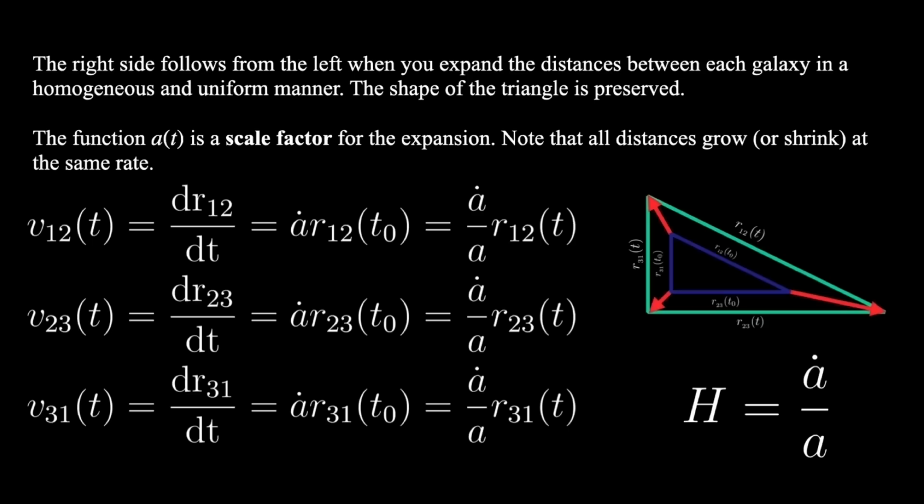That looks like a whole bunch of things together, but really it's two things: the rate of change of the scale factor, a dot, times the initial distance, which is R1,2 at the time t0. Notice we have three equations. They all have the same exact appearance.